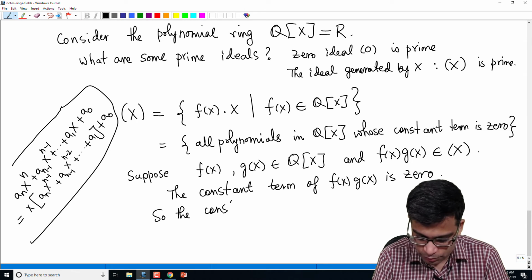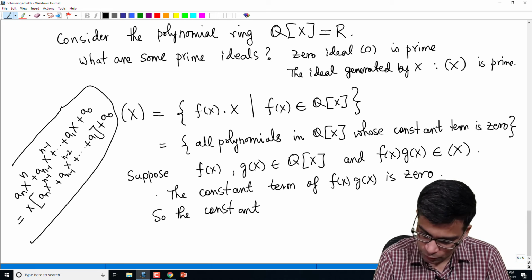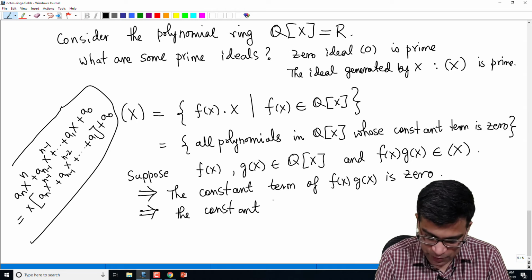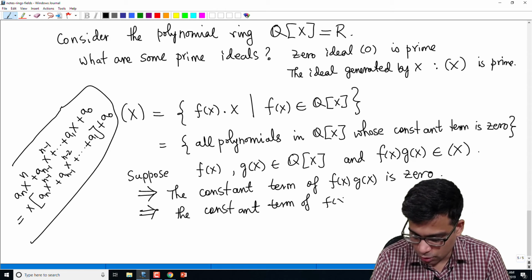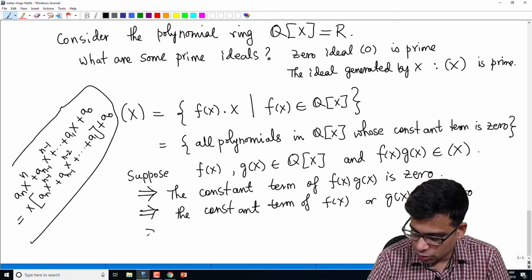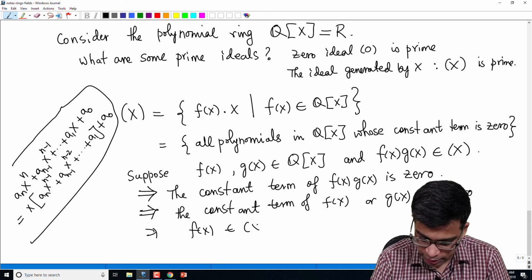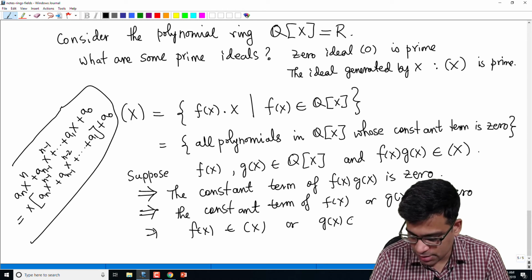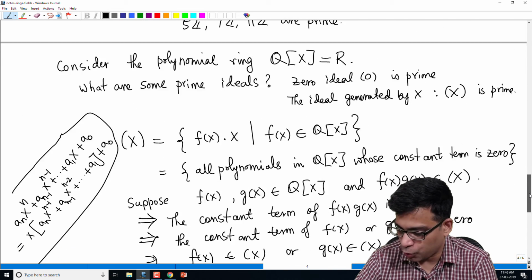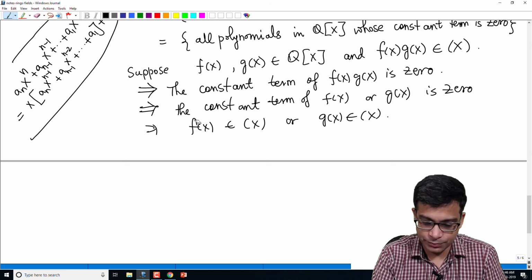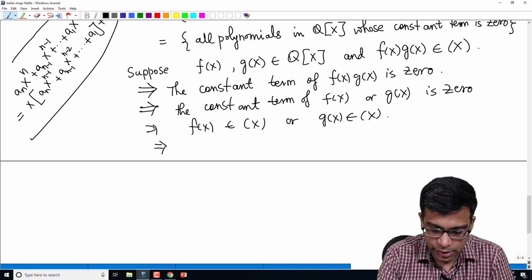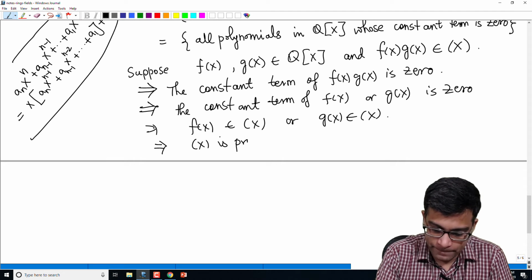So this implies the constant term of f(x) times g(x) is 0, but this means the constant term of f(x) or g(x) is 0. That means f(x) is in the ideal generated by x or g(x) is in the ideal generated by x. If both have non-zero constant terms, clearly the product will continue to have non-zero constant term, because the product of two non-zero rational numbers is a non-zero rational number. So ⟨x⟩ is prime.